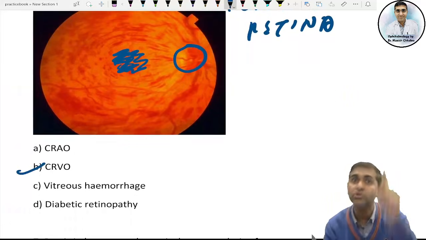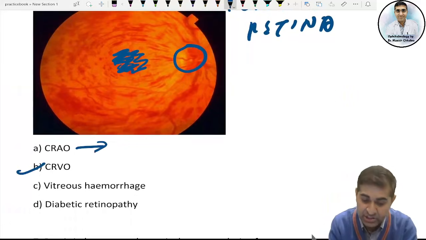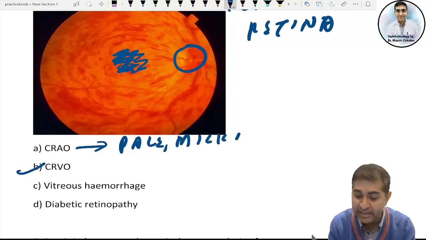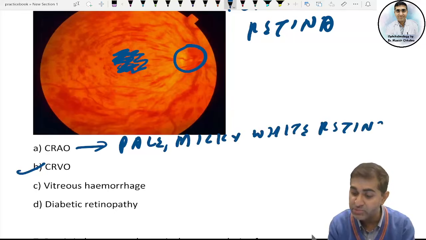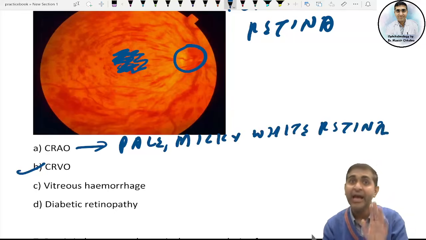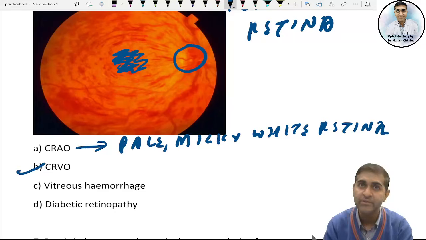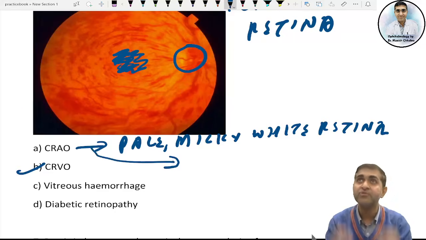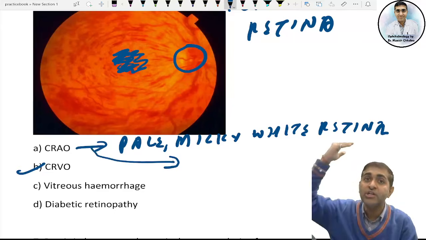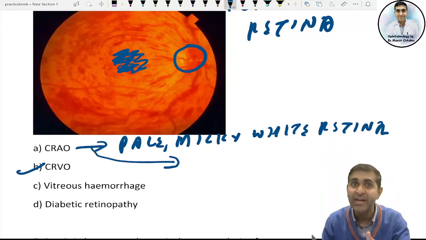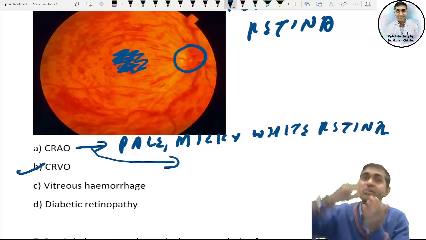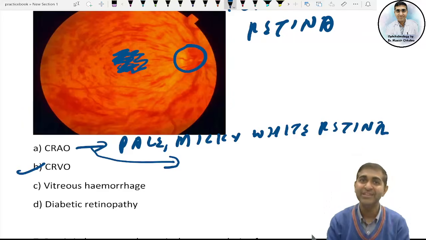But let's rule out the other options one by one. In CRAO, there will be a pale and milky white retina. There can be a cherry red spot, and there can be cattle trucking. And the patient will typically give a history of sitting in a room when there was sudden switching off of light. Here, there is a history of sitting in a room when the patient felt that the voltage has dropped down. There is a difference.